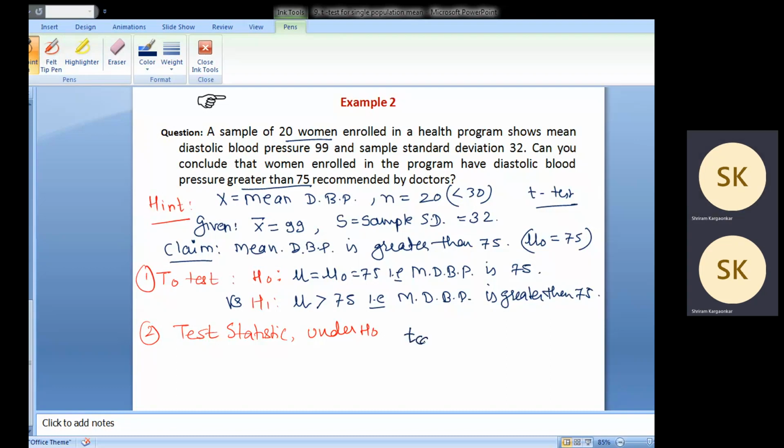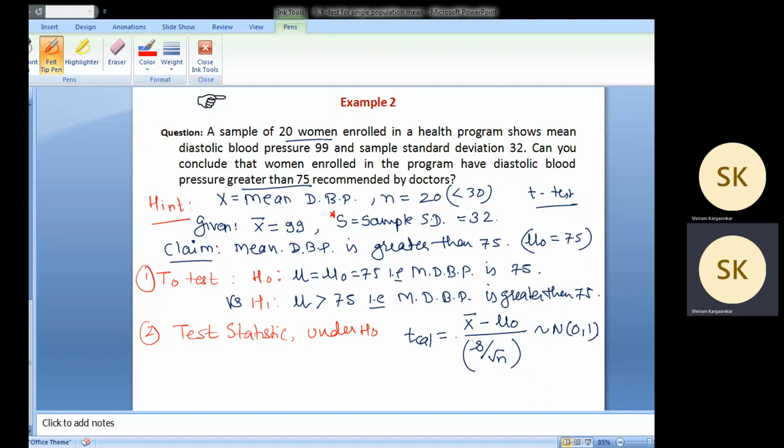Our formula is: calculated value of t is equal to x bar minus mu naught upon s upon square root of n. So this follows the standard normal distribution. Okay, so this is our formula. But one thing we are observing: we are given the sample standard deviation, but in the formula there is the sample mean square root. So here we have to use the relation.